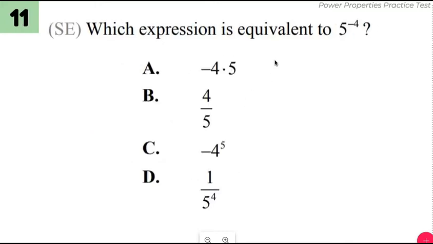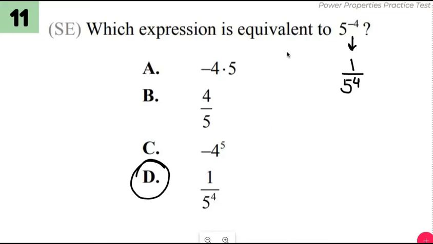Number 11. Now with number 11, can't really go through and do like we did with 10, but I can take 5 to the negative fourth power and I can simplify it. I could say, well, I need that to be 5 to the fourth. So instead of it being a numerator, it becomes a denominator. And look at that, it matches D.